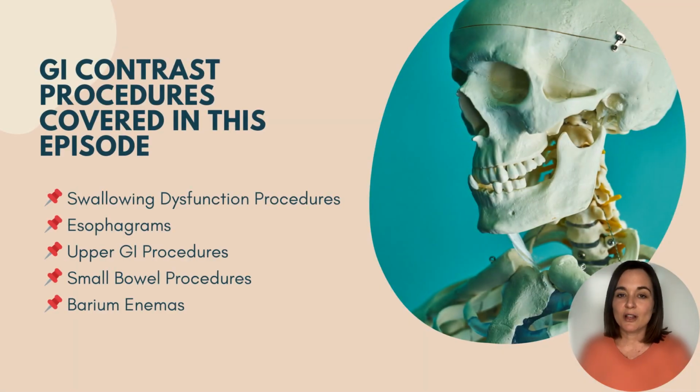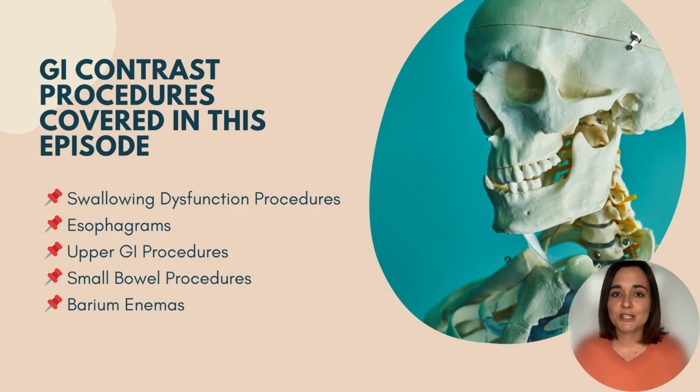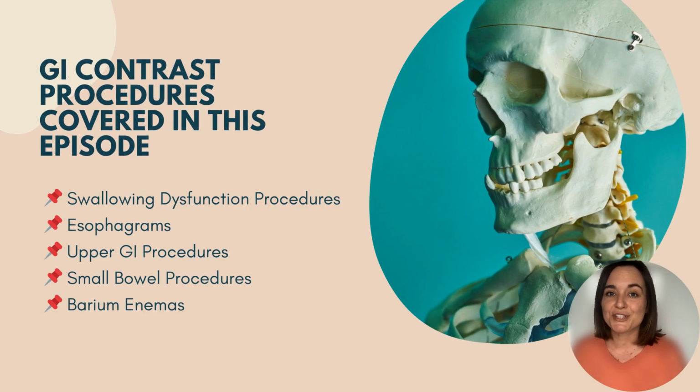And because we're using fluoroscopy, technologists need to be on their A game with positioning, technique, and radiation safety. Here's what we'll cover today: swallowing dysfunction procedures, esophagrams, upper GI procedures, small bowel procedures, and barium enemas. Each will include clinical scenarios, positioning tips, and image production strategies you can use tomorrow. Ready? Let's roll.